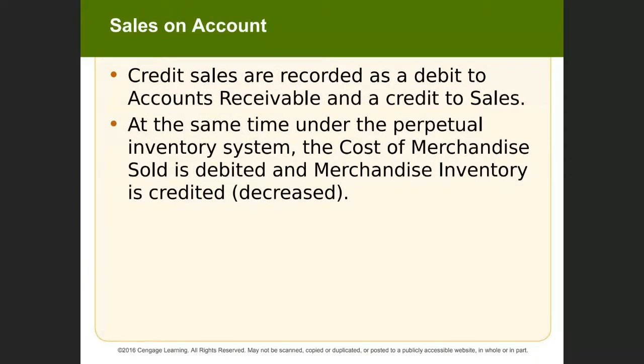Credit sales are recorded as a debit to accounts receivable and a credit to your sales account. At the same time, under the perpetual inventory system, the cost of merchandise sold is debited and merchandise inventory is credited or decreased.